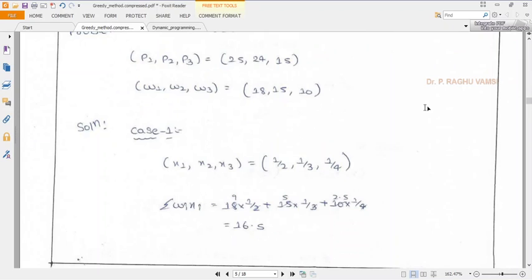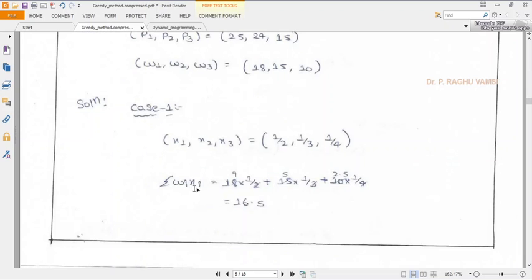Now case 1. Since this is a fractional knapsack, you can place a fraction of the item into the bag. So here x1, x2, x3, I want to place as 1/2, 1/3 and 1/4. That means half of the first item, 1/3 of the second item and 1/4 of the third item. Then sigma wi xi is 18 times 1/2 plus 15 times 1/3 plus 10 times 1/4, which gives around 16.5.